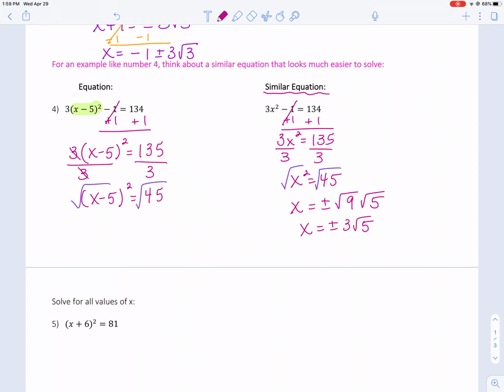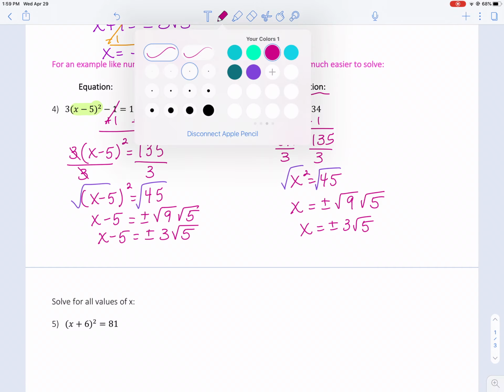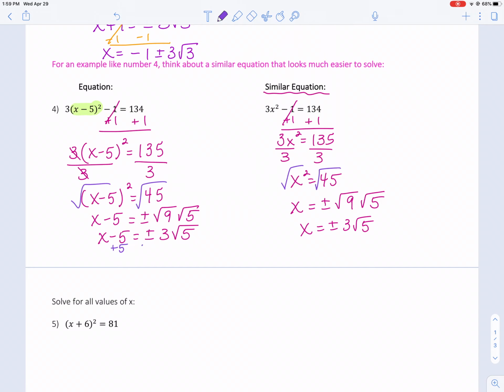Here, it's going to be one step further. X minus 5 equals plus or minus 9 and 5. We're at 9 and 5. So x minus 5 equals plus or minus 3 rad 5. Well, what's the one extra little step? You have to move that 5 over. So here, x equals 5 plus or minus 3 rad 5. So your solutions are 5 plus 3 rad 5 and 5 minus 3 rad 5.